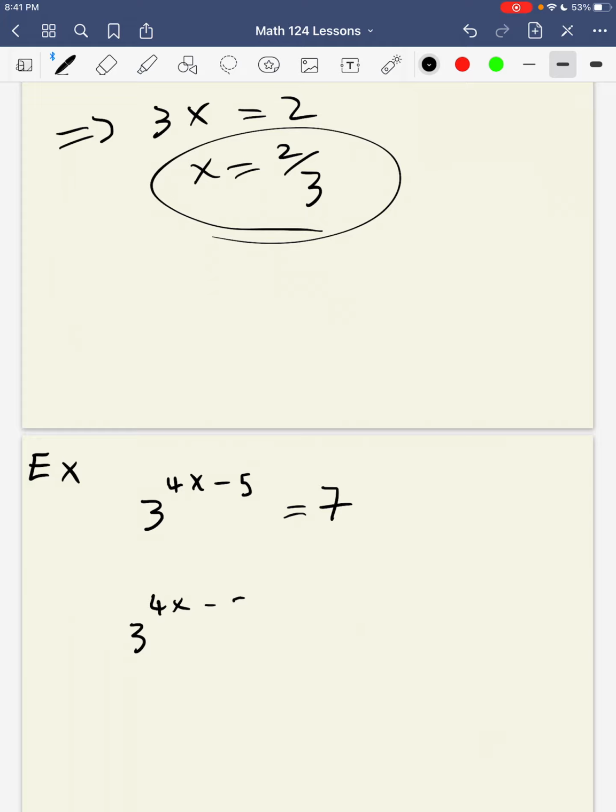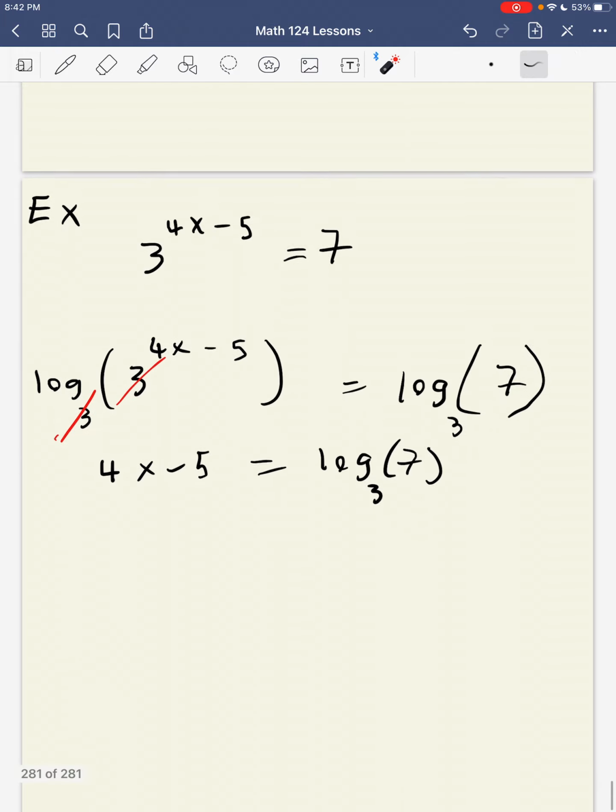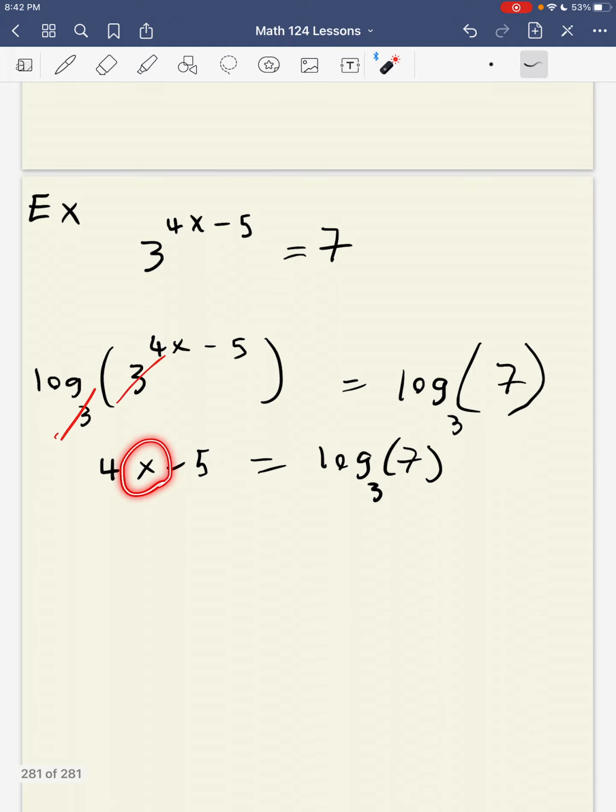So on the left hand side we have 3 raised to the 4x minus 5. On the right hand side we have 7. So we could take a log of both sides, and I'm going to choose to do log base 3 on both sides. You don't have to choose that logarithm, but the reason I chose it was so that this log and that exponential will cancel out nicely, so that the left hand side turns into 4x minus 5. And then the right hand side remains messy, it's just log base 3 of 7. But the right hand side is just a number, so we're solving for x. We want to find what number x equals.